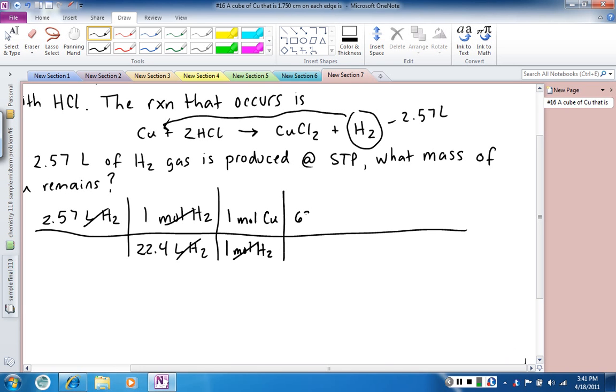Our copper weighs 63.546 grams of copper per mole of copper. So now we are in grams of copper. That works out to be 7.291 grams of copper reacted. Sig figs, we have 3 of them.